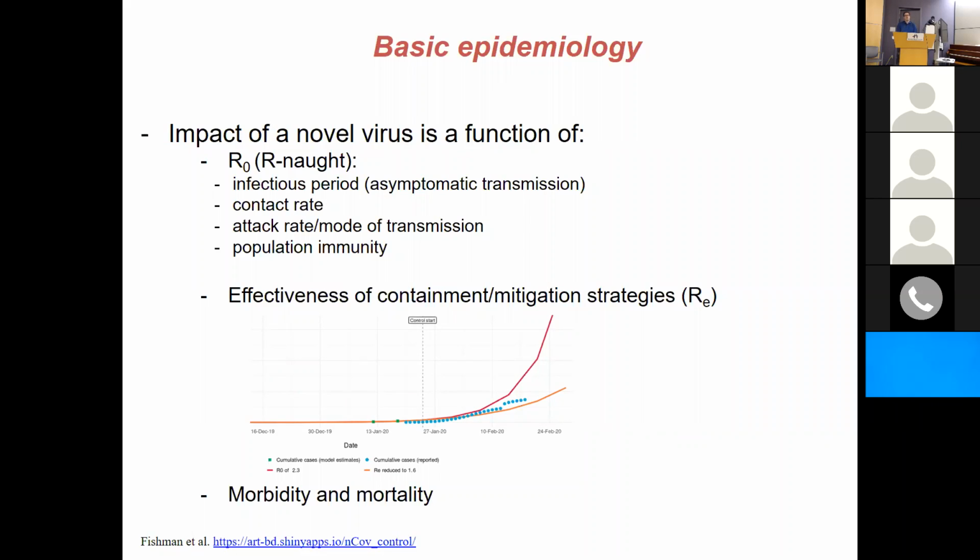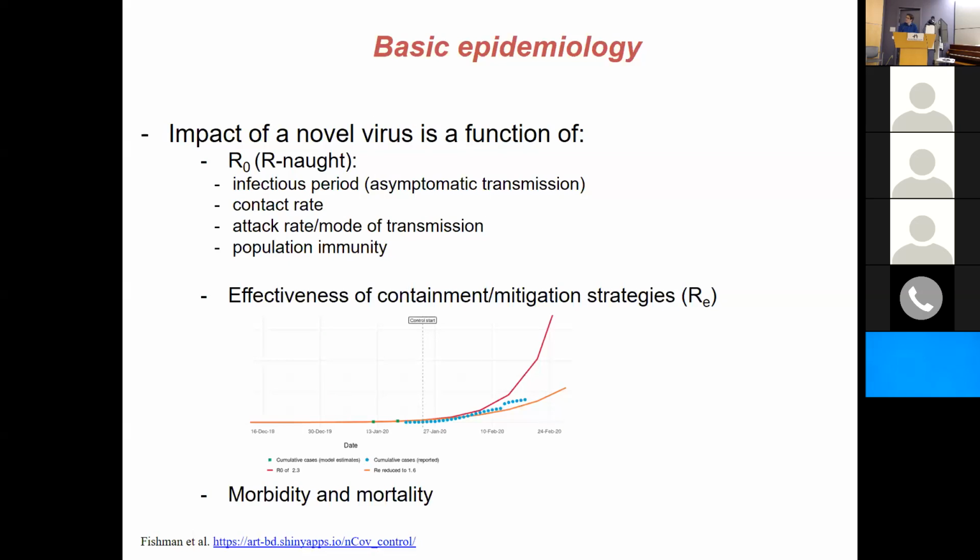And then the population immunity. By definition, the R0 assumes no immunity, which is true for this virus. When you see an R0 for flu, for seasonal flu, it's not really an R0 because we have a baseline immunity against the virus. Effectiveness of containment and mitigation strategies. This is from a tool.